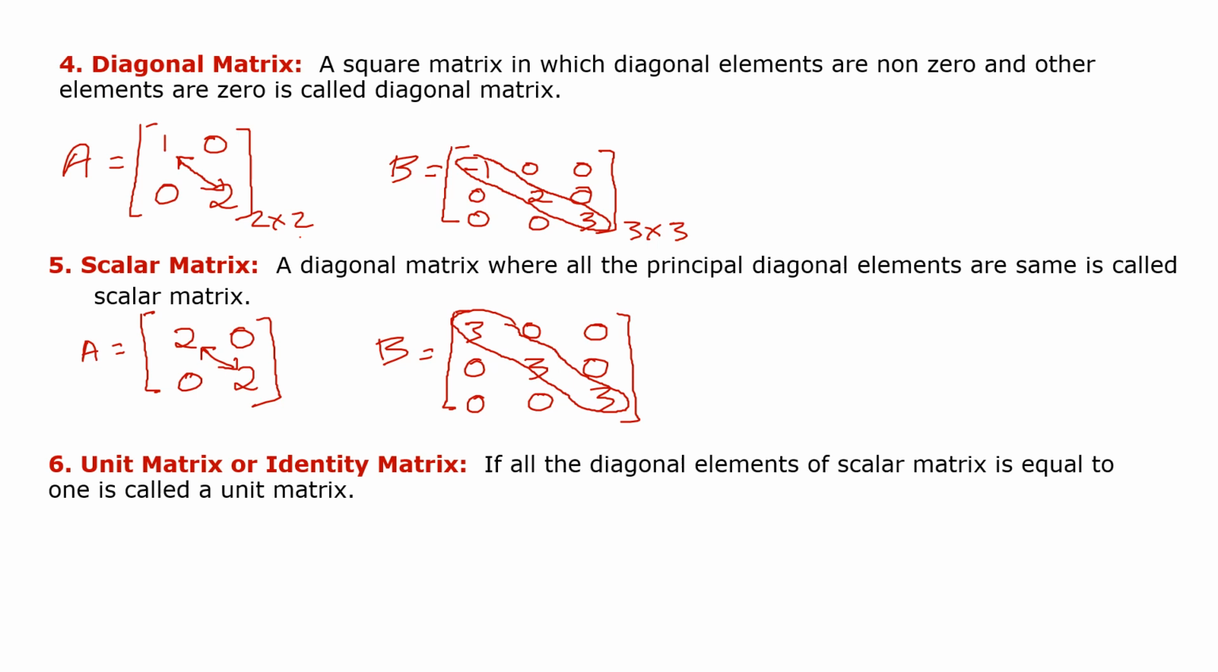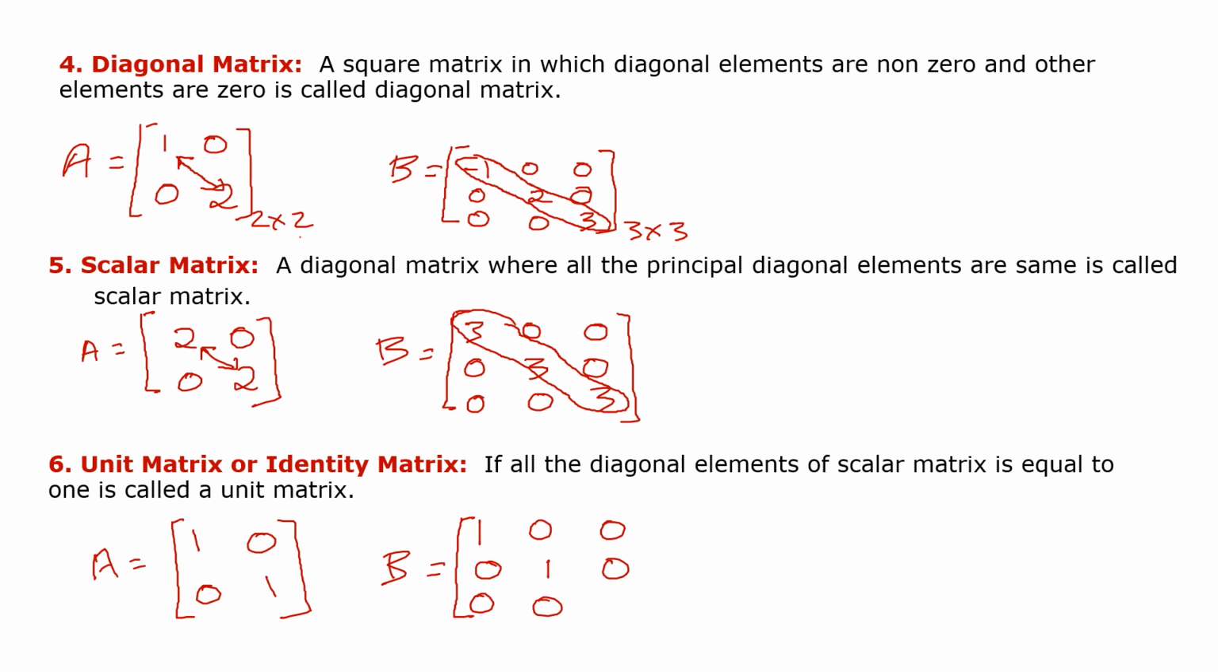Now unit matrix. In unit matrix what happens is the diagonal elements should be 1. That's the only condition. So matrix A is equal to 1, 0, 0, 1. Or matrix B, if you want to consider a 3 by 3 matrix, it will be 1, 0, 0, 0, 1, 0, 0, 0, 1. So here this is a unit matrix which is also called an identity matrix.